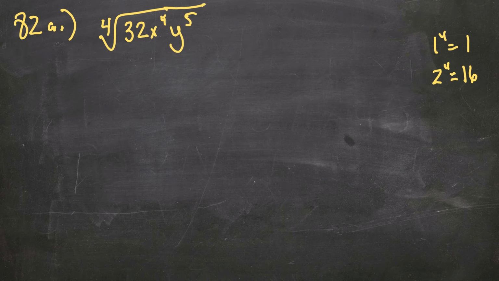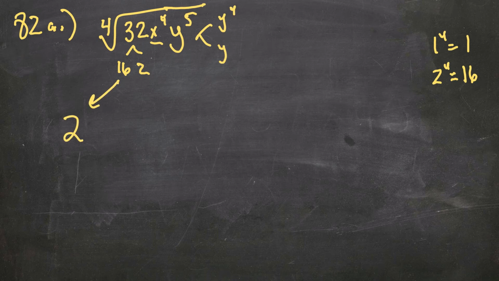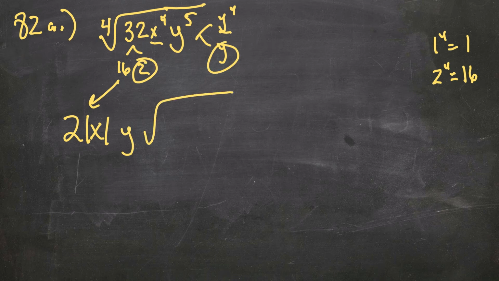Alright, 82a. I'm going to break this down, and I'm going to talk about why an absolute value will show up at the end. 32 is not a perfect 4th power, but 2 to the 4th is, so I can write it as 16 times 2. x to the 4th gets to come out. y to the 5th can be broken down into y to the 4th and y. So 16 comes out as 2, x to the 4th comes out as x. Because that's an even exponent, and it came out as an odd exponent, that's why absolute value shows up. y to the 4th comes out as y. What's left inside is 2 and y, so I'm left with 2y.